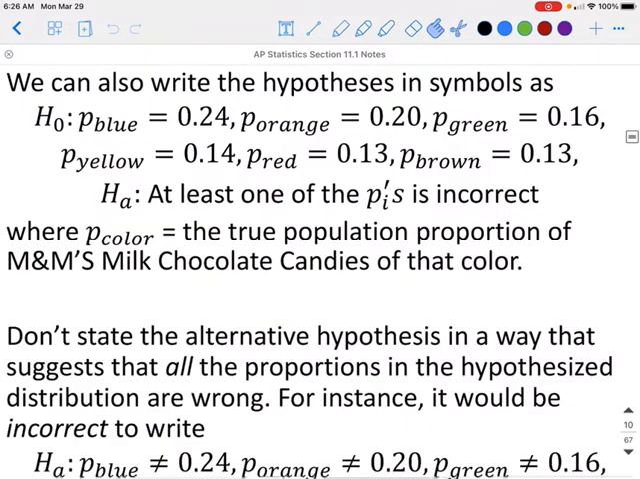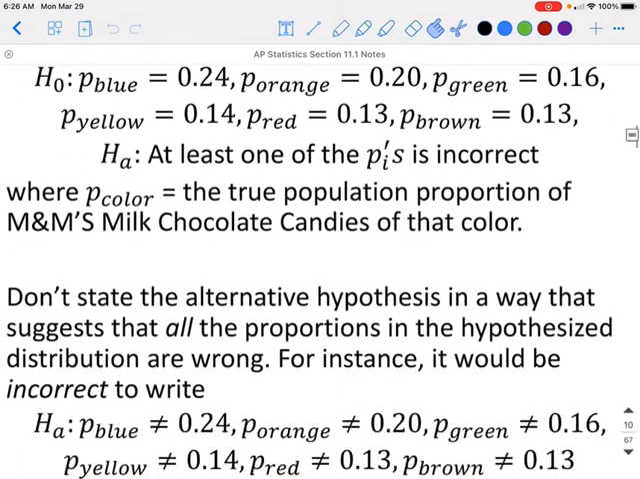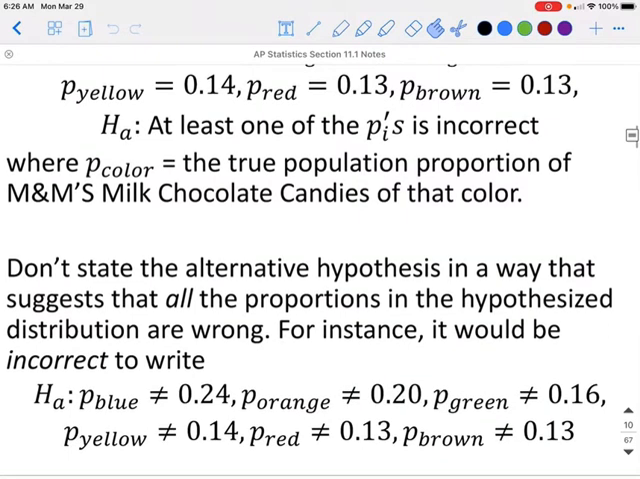We could also write in our null hypothesis the percent that they gave us for each color, and the alternative hypothesis would be that at least one of the p sub i's is incorrect, where p sub color is the true proportion of M&M milk chocolate candies of that color. Don't state the alternative hypothesis in a way that suggests all the proportions have to be wrong, just that at least one of them would be wrong.